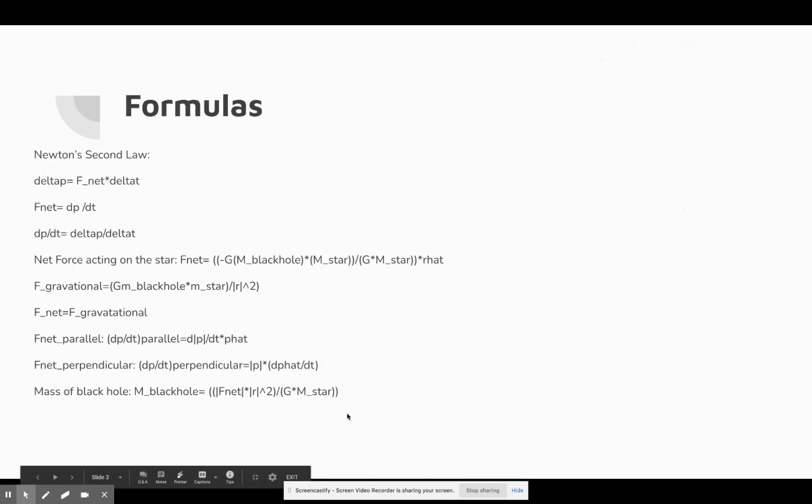So for our formulas, we used Newton's second law. So we had a few different rearranged equations of this. So delta P equals F net times delta T, and we're able to set F net equal to dP over dt. So we're then able to set dP over dt equal to delta P over delta T. And then we also have, again, this net force acting on the star. We have our F gravitational force, and we can set the F net equal to F gravitational. And then we also can get our F net parallel and F net perpendicular, our different directional net forces in order to get that full F net for our mass of the black hole equation, which again is mainly that rearranged net force acting on the star.